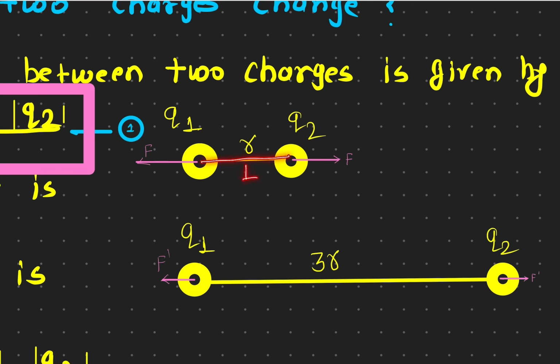If this is 1 meter, then I'm going to make it 3 meter. If this is 2 meter, then the distance will be now 6 meter. So the distance has tripled. What will be the force? Will it go up, will it go down, or will it remain the same? If it goes up, by how many times? If it goes down, how many times does it go down? So that's the thing we're going to calculate.